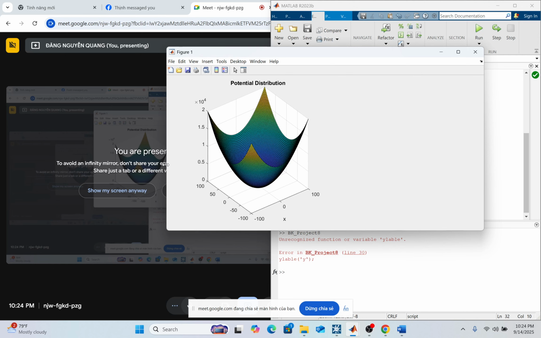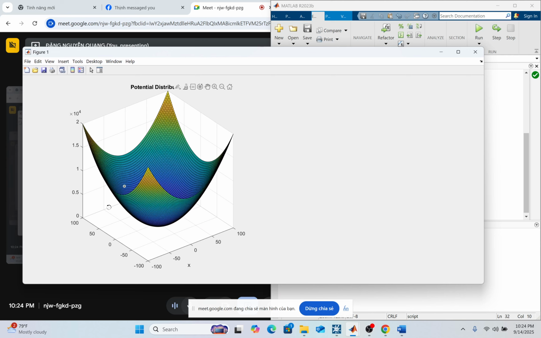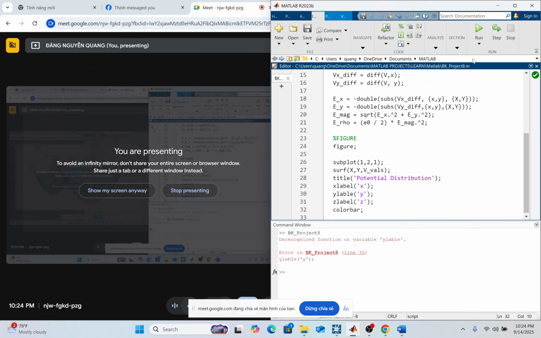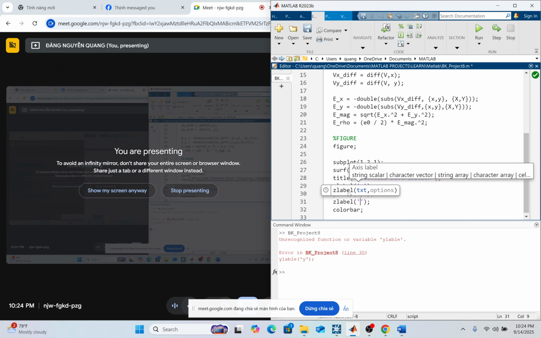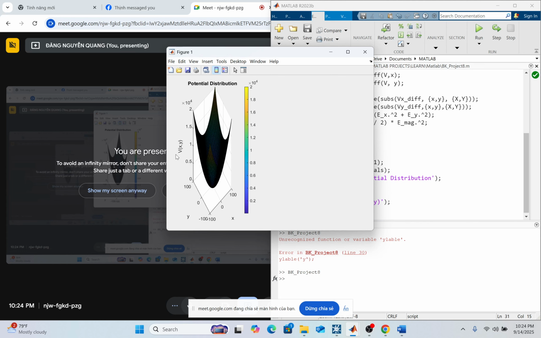Here's my graph. And what does this say? It means that from minus 100 to 100, this is the x-axis, this is the y-axis, and this is the z-axis. Wait, hold up. Let me rename them as labels, and let the z be the v of x and y. Run.